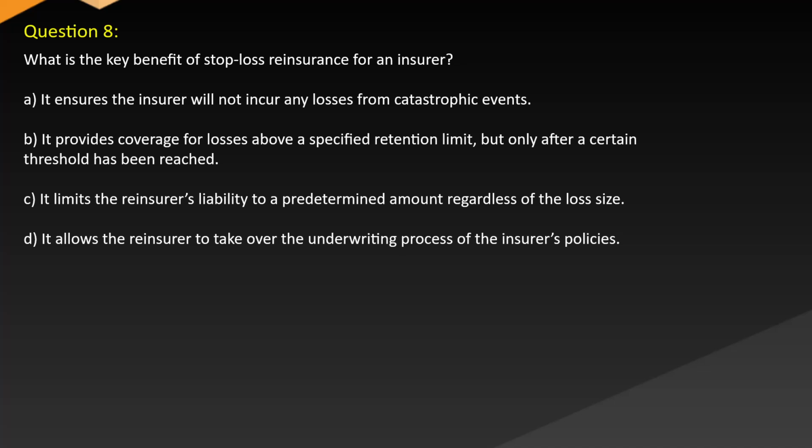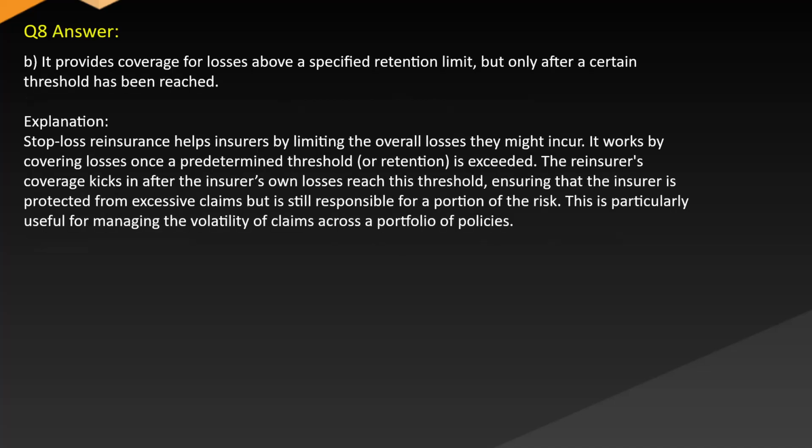Answer B. It provides coverage for losses above a specified retention limit, but only after a certain threshold has been reached. Explanation. Stop-loss reinsurance helps insurers by limiting the overall losses they might incur. It works by covering losses once a predetermined threshold or retention is exceeded. The reinsurer's coverage kicks in after the insurer's own losses reach this threshold, ensuring that the insurer is protected from excessive claims. The insurer is still responsible for a portion of the risk. This is particularly useful for managing the volatility of claims across a portfolio of policies.